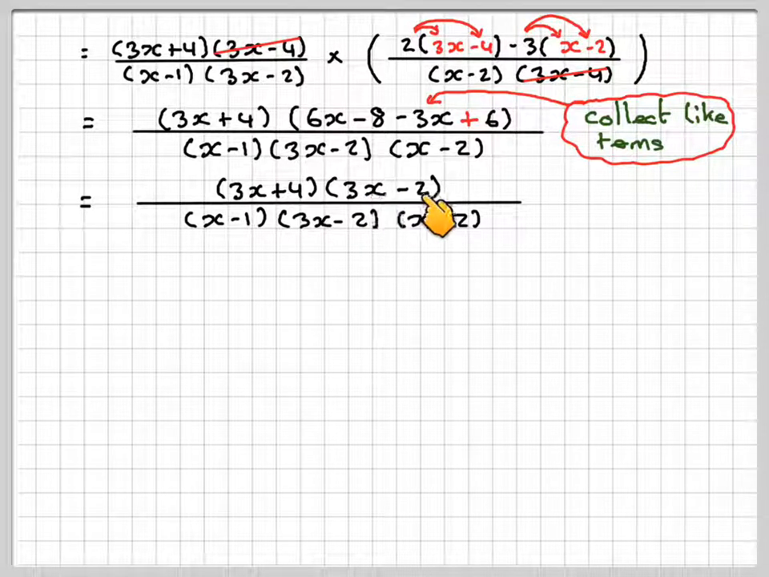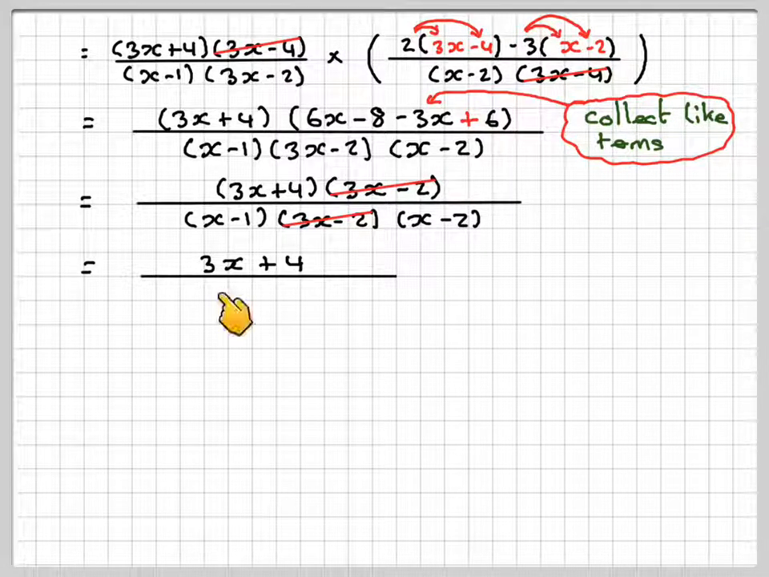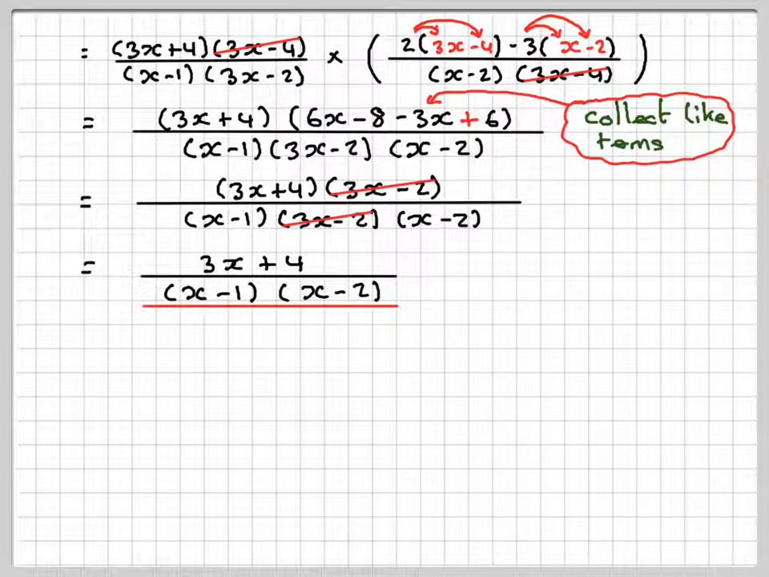Now we see we have a 3x minus 2 here and a 3x minus 2 here. So they cancel out, and we're left with a final answer of 3x plus 4, which no longer needs to be in brackets, because it's not being multiplied by anything, divided by x minus 1 times x minus 2. Alright, so the secret is to factorize out and then eventually try to cancel.